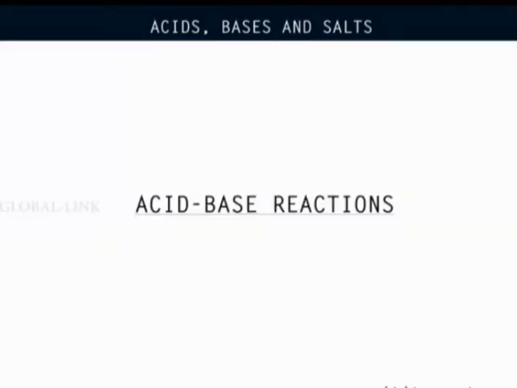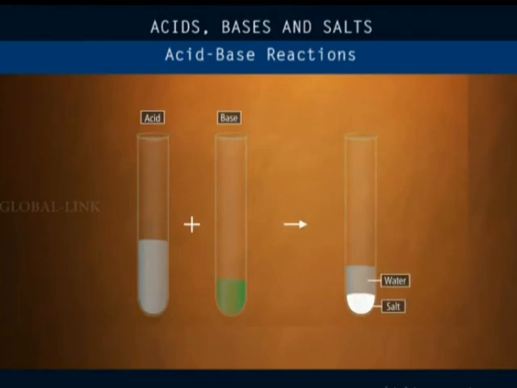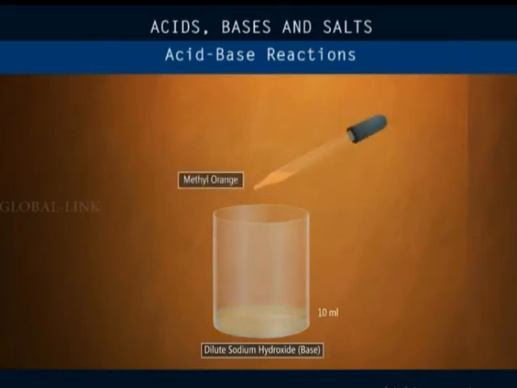Acid-base reactions. An acid reacts with a base to produce salt and water with the evolution of heat in a process called neutralization. In this process, the properties of the acid and the base disappear. Consider a 10 milliliter solution of dilute sodium hydroxide, which is a base, in a beaker. In this solution, we add a drop of methyl orange indicator. The solution turns yellow in color.